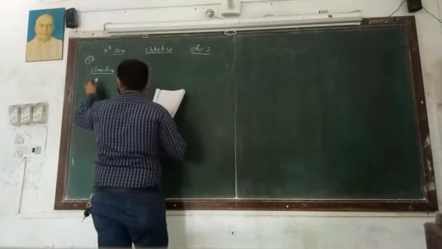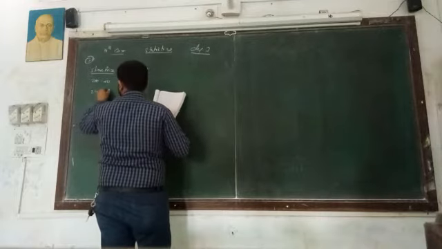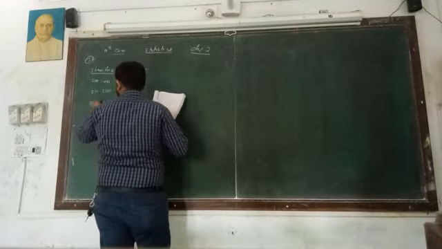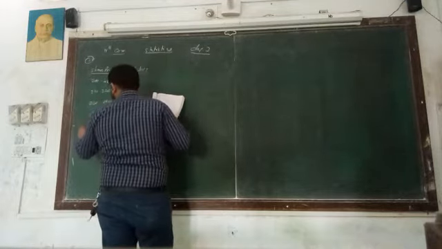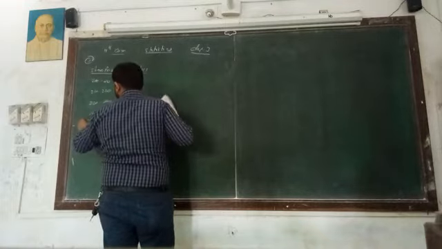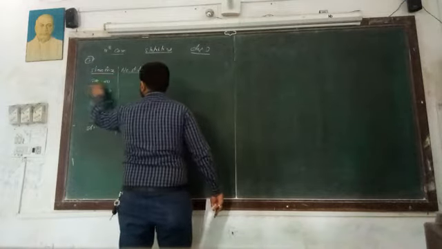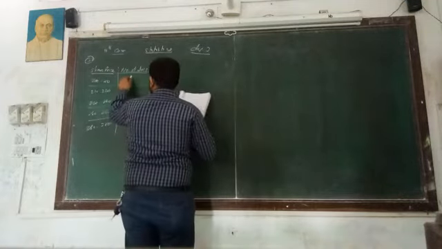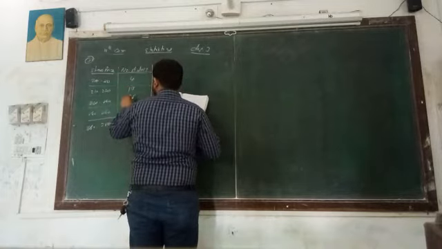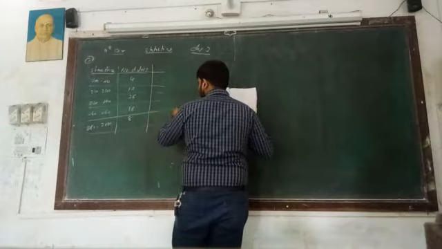Share price is 200 to 210, then 210 to 220, 220 to 240, 240 to 260, and 260 to 300. Number of days: 4, 13, 36, 16, and 8.